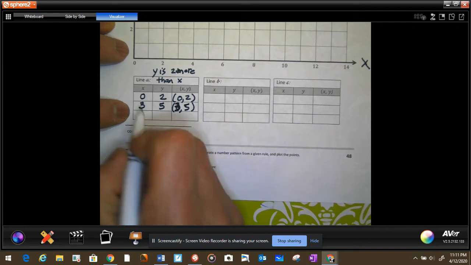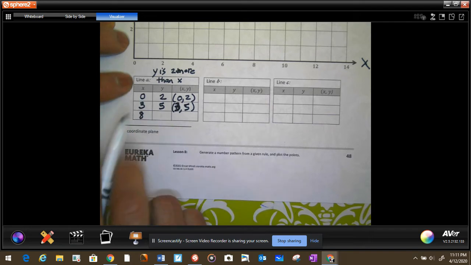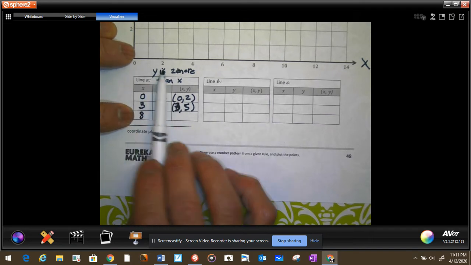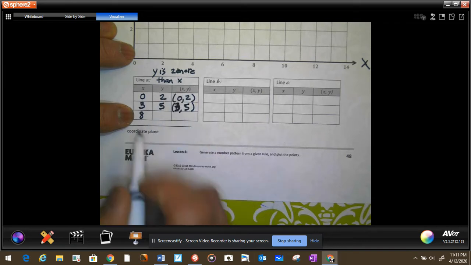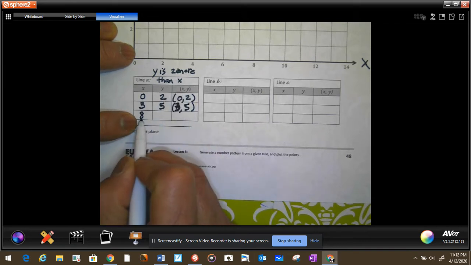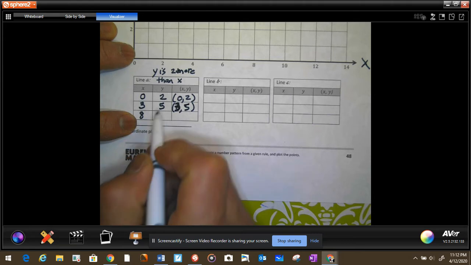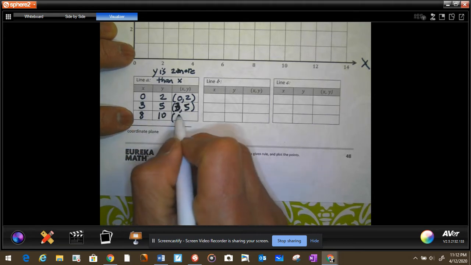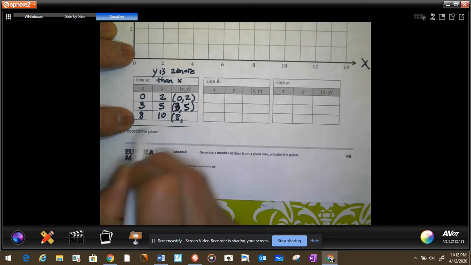Now let's say 8. Let's follow the same rule. So x is 8, but y is 2 more than x. So if x is 8, then 8 plus 2 equals 10. That will be the third point on line A. And those are the points.